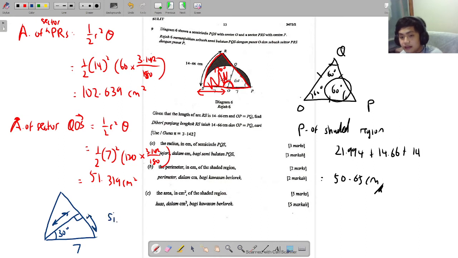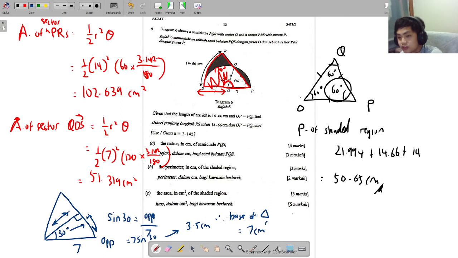So by using sine 30 is equal to opposite over hypotenuse, which is 7. So opposite here, I'm finding the base. So opposite is 7 sine 30, which is just 3.5 cm. Therefore, the base of the triangle is equal to 7 cm, because it's 3.5 times 2, right? So now the height of the triangle is cos 30, which is adjacent over hypotenuse. So it is just 7 cos 30.